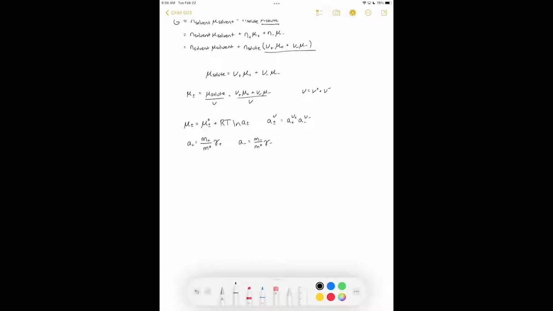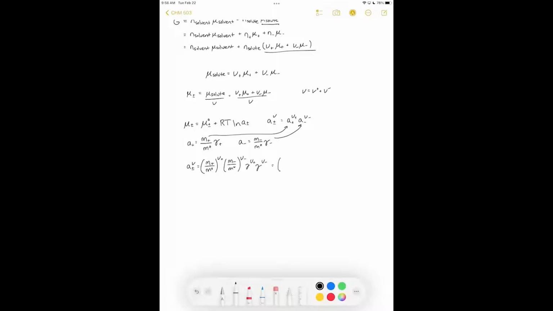We then substitute these expressions in to determine the mean activity coefficient based on the molality. So we can substitute in this here and this here, and that will give us that the mean activity coefficient raised to the nu is simply equal to the plus molality over the standard molality raised to the nu plus, the same for the minus. And then we have gamma to the nu plus and gamma to the nu minus. If we add these things together, we simply end up with gamma to the nu.